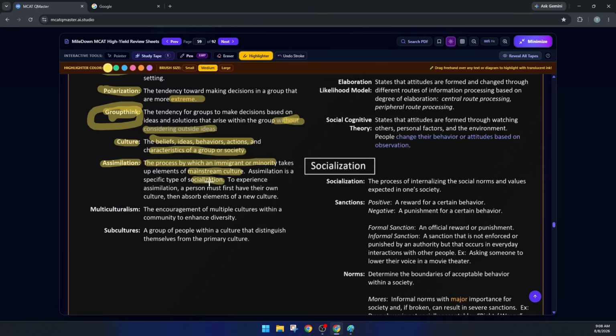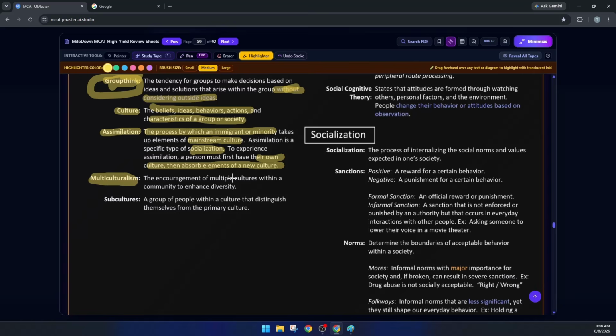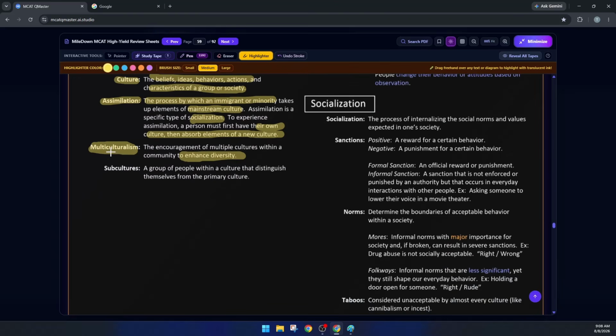It is a specific type of socialization. To experience assimilation, a person must first have their own culture, then absorb elements of a new culture. Multiculturalism, the encouragement of multiple cultures within a community to enhance diversity. I'm in Canada right now, and we are a very multicultural country, right? That's an example I can give.